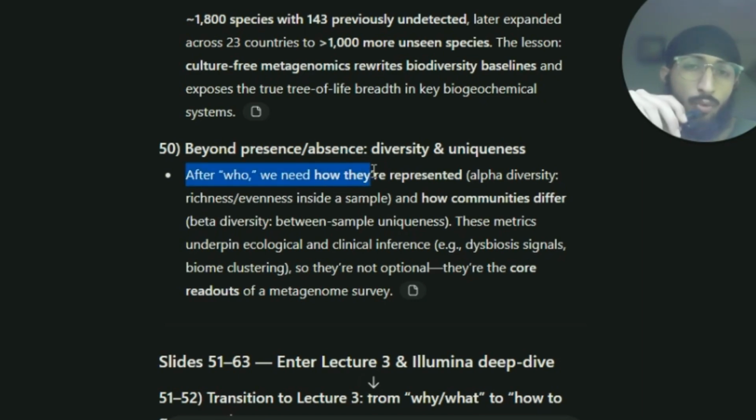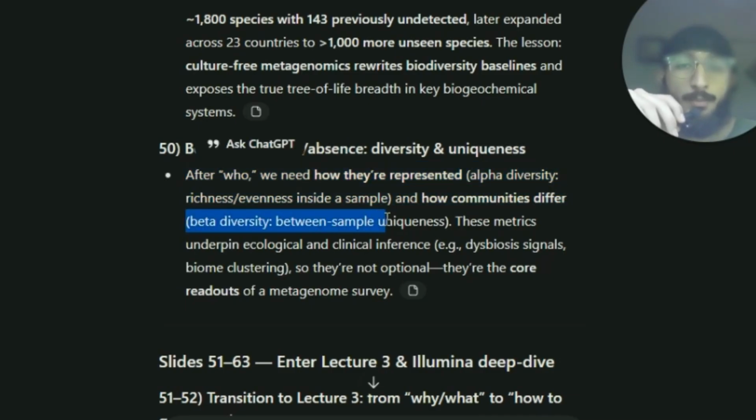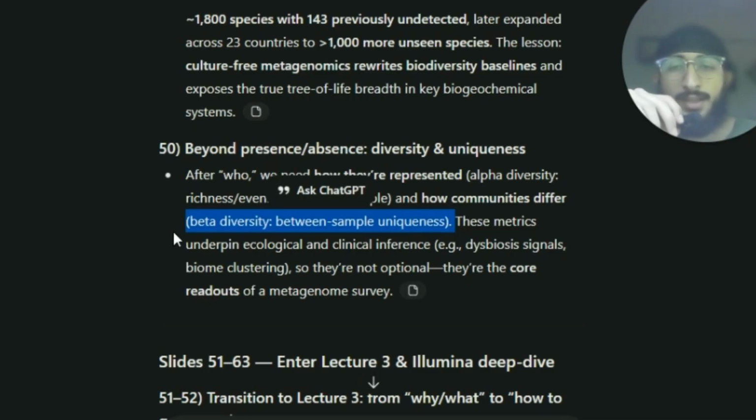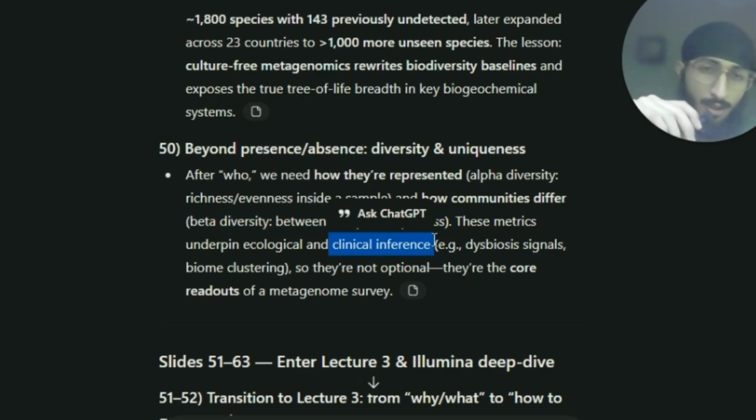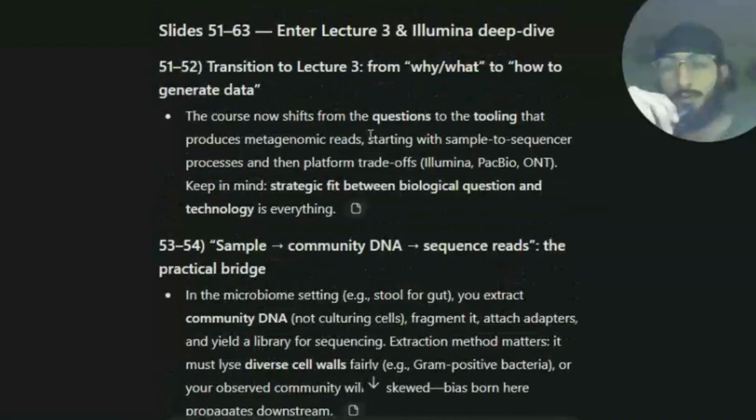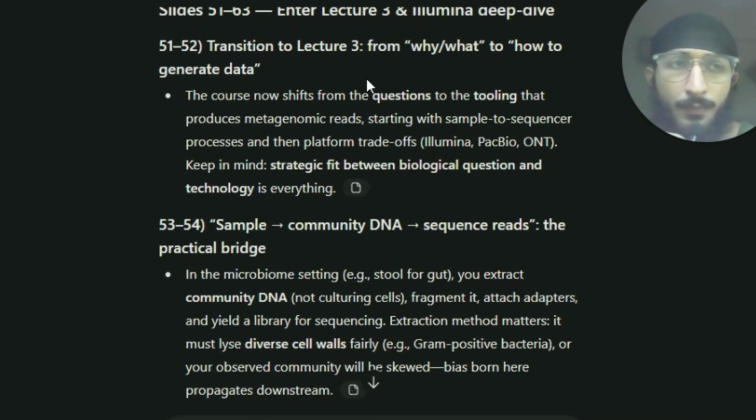Beyond presence or absence, diversity and uniqueness. So after who, we need to know how they're represented. Alpha diversity: richness and evenness inside a sample. And how communities differ, beta diversity: between-sample uniqueness. These metrics underpin ecological and clinical inference. For example, dysbiosis signals biome clustering, so they're not optional. They're the core readouts of a metagenome survey.